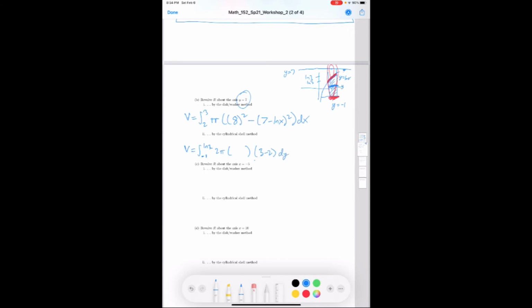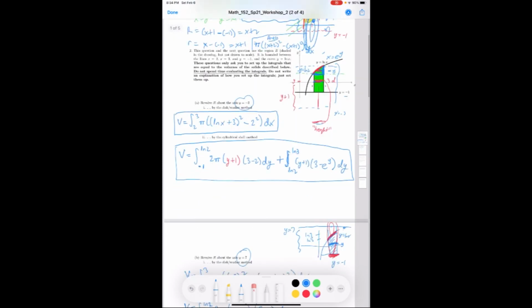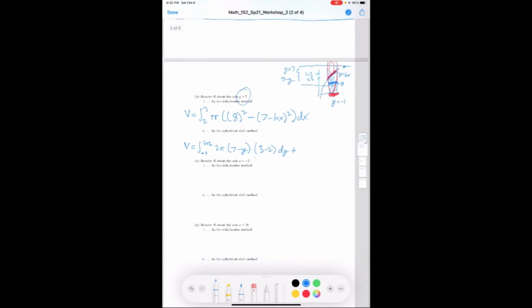The only difference is that if this is y, then the distance between 7 and some arbitrary point y is 7 minus y. So we put in 7 minus y there, and then finally we're going to add in the integral from ln 2 to ln 3 of 2 pi times 7 minus y, and then this is going to be 3 minus e to the y, dy. Okay, all right, so that's the answer to 2b2.